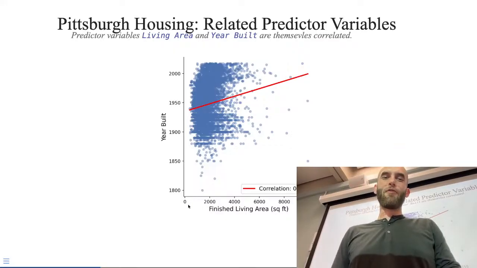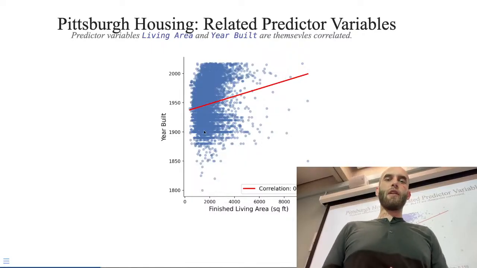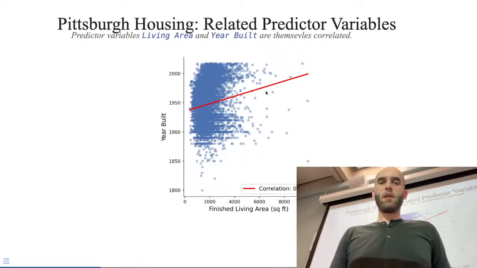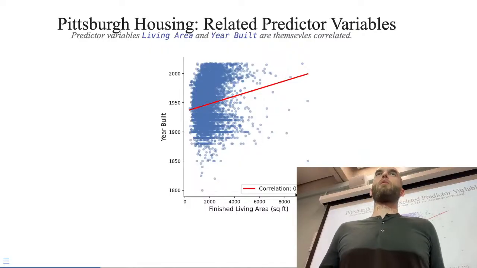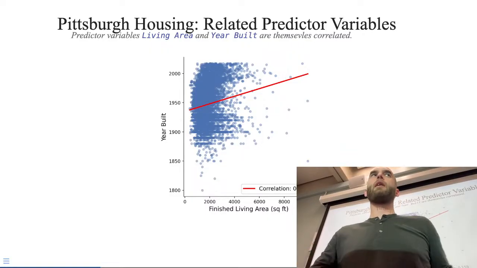Horizontal axis, I have finished living area, and then vertical axis, I have the year built. You could flip this if you like, and maybe in your notebook you'll do that. But when I look at this, I see maybe a weak positive trend here. It might be that they're not that positively related. The correlation I put on the slide here is like 0.15 to 0.16. So there's a bit of a relationship. Newer houses tend to be maybe a little bit bigger.